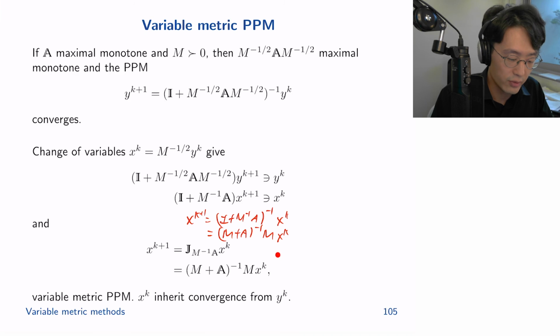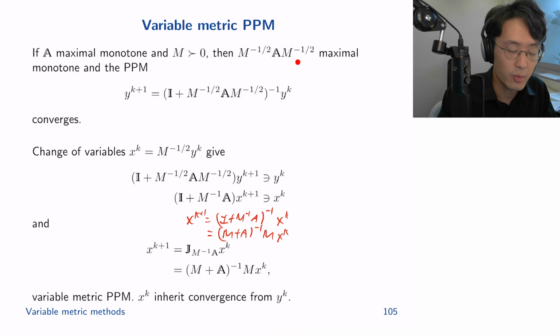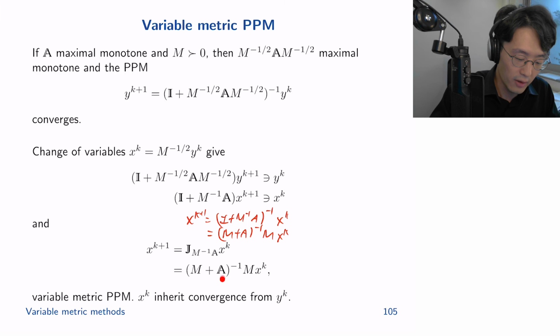This iteration is referred to as the variable metric proximal point method, the variable metric PPM. When we view the iteration through the y_k iterates, because this is a proximal point method with respect to a maximal monotone operator, the y_k iterates converge to a zero of this maximal monotone operator. If we translate that result, the x_k iterates converge to a zero of the operator A.